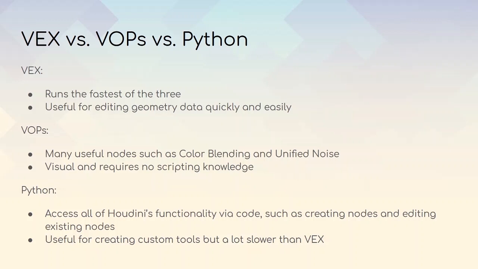VOPs has many built-in nodes such as color blending and unified noise that make creating things such as shaders very easy. VOPs are also visual and require no scripting knowledge. Python has access to all of Houdini's functionality instead of just your current geometry. This is very useful for creating rigging controls or parsing files. Python, however, is the slowest of the 3.